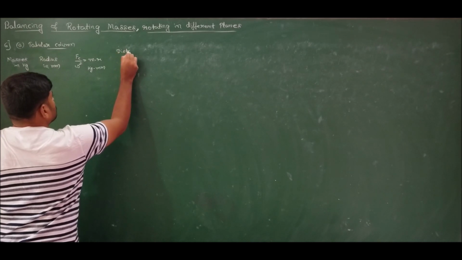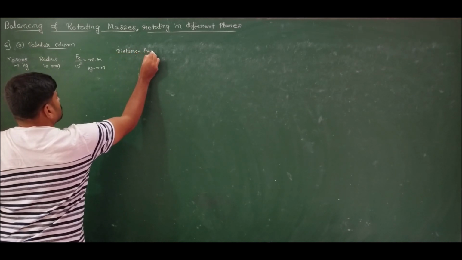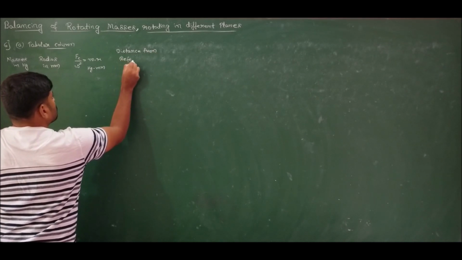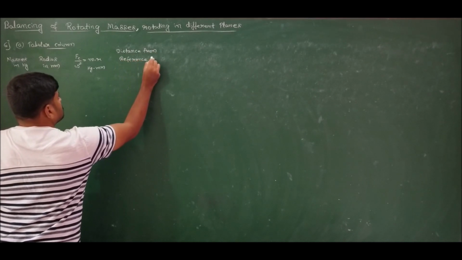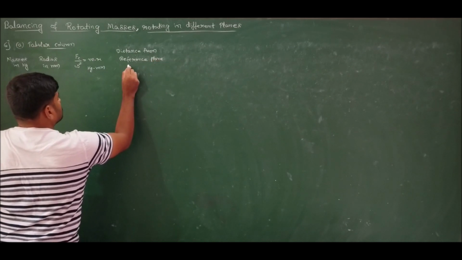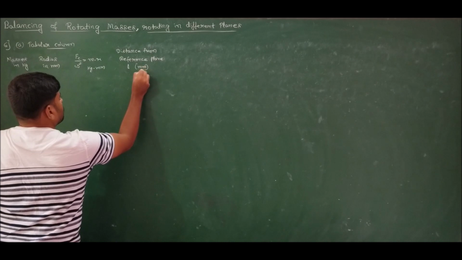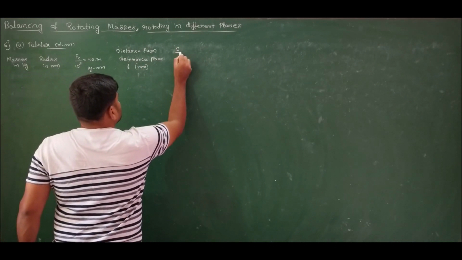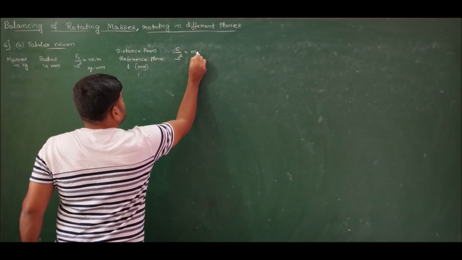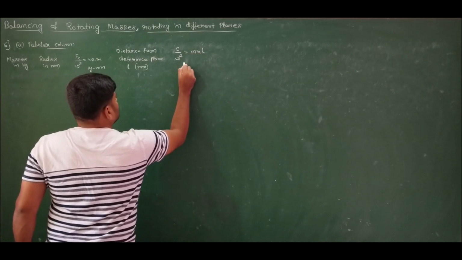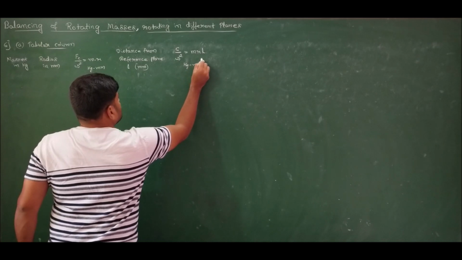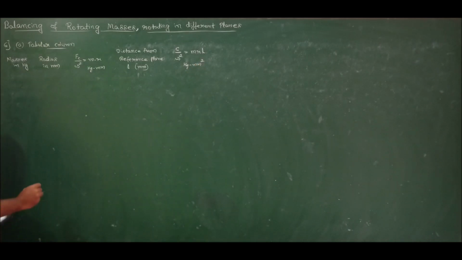Next we have the distance from the reference plane, that is l, in mm, and finally we have couple by omega square, which is m into r into l, which will be kg mm square. Correct? Now we have 3 masses in a shaft. They are A, B and C.